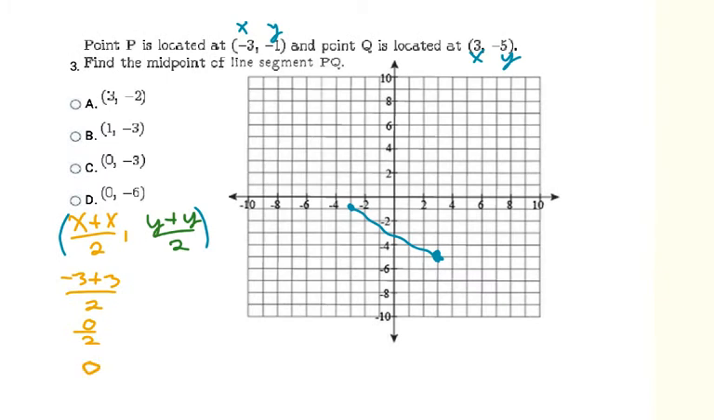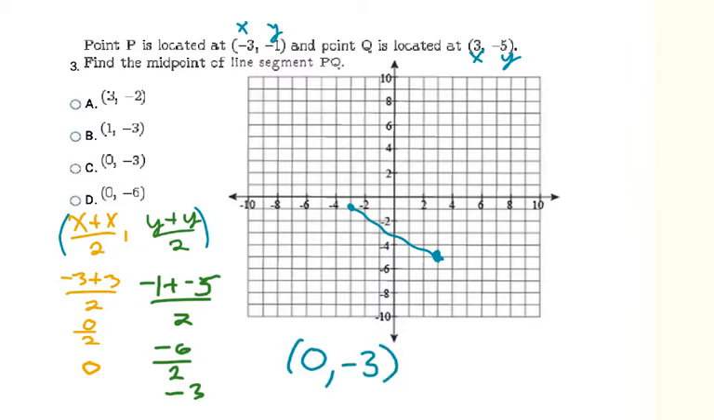And then I'm going to do the same with the y's. I'm going to add my y coordinates. So -1 plus -5 over 2. -1 plus -5 is -6. And if you ever get caught up in your negative rules, adding and subtracting those integers, use a calculator to check yourself. There's no shame in that. And then -6 divided by 2 is -3. So that means when I put this all together, I have an x coordinate of 0 and a y coordinate of -3 for my midpoint, which says that my answer should be C.